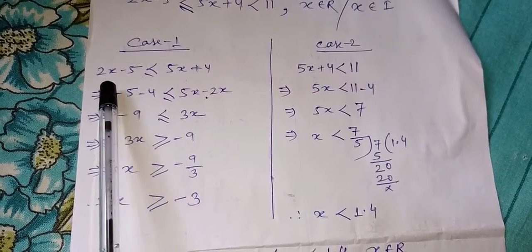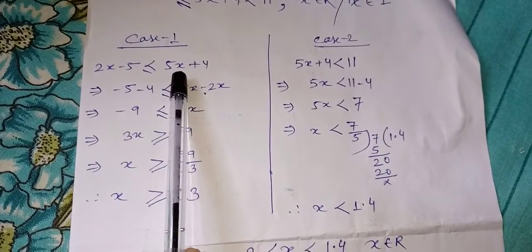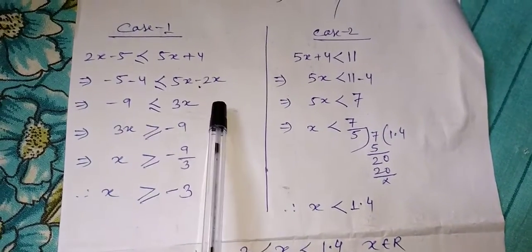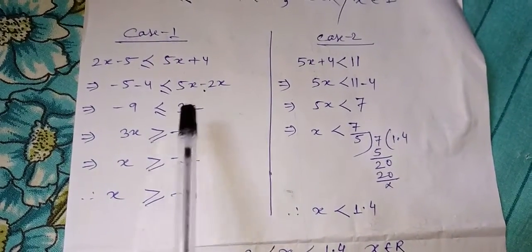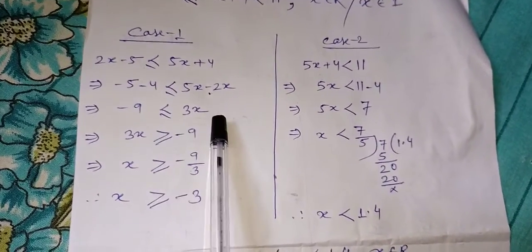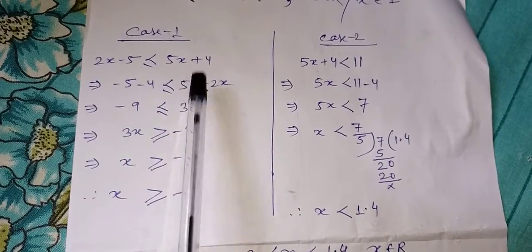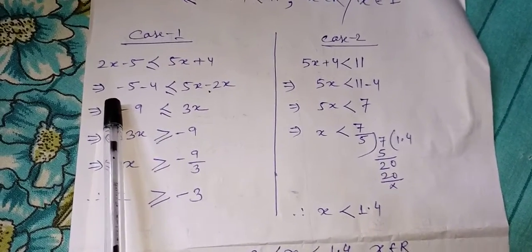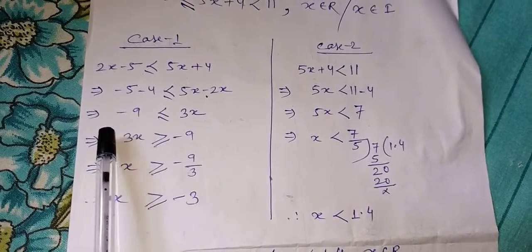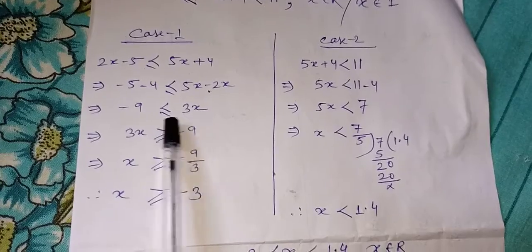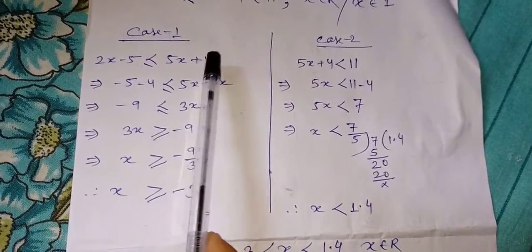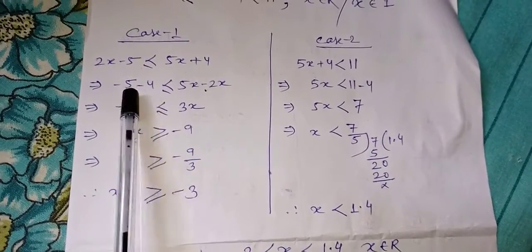Here, as 5x is greater and 2x is smaller, I have shifted 2x that side, so that 5x minus 2x is 3x. I am trying to avoid the negative value. Had 5x come this side, then it would be minus 5x, and 2x minus 5x would give minus 3x. To avoid that minus 3x, I shifted 2x that side. So 5x minus 2x, and I brought this 4 this side, so plus 4 became minus 4.